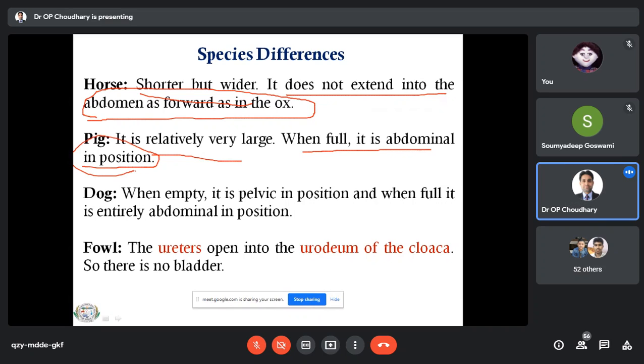This is very, very important. In the ox, it may be in the pelvic cavity, or in some part in the abdominal cavity. In the horse, it is completely in the pelvic cavity. But in the pig, when it is full, it moves from the pelvic cavity into the abdominal cavity. In the dog, when it is empty, it is pelvic in position, and when it is full, it is entirely abdominal in position. Means the position of the dog and pig urinary bladder is almost similar.